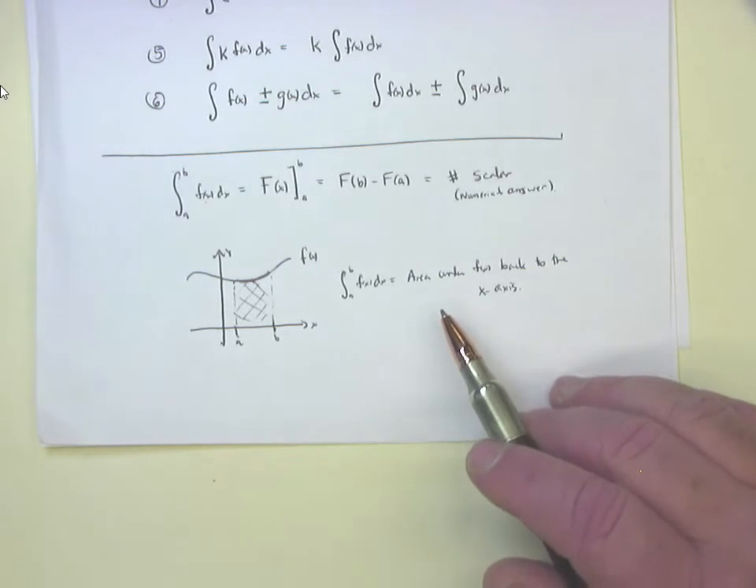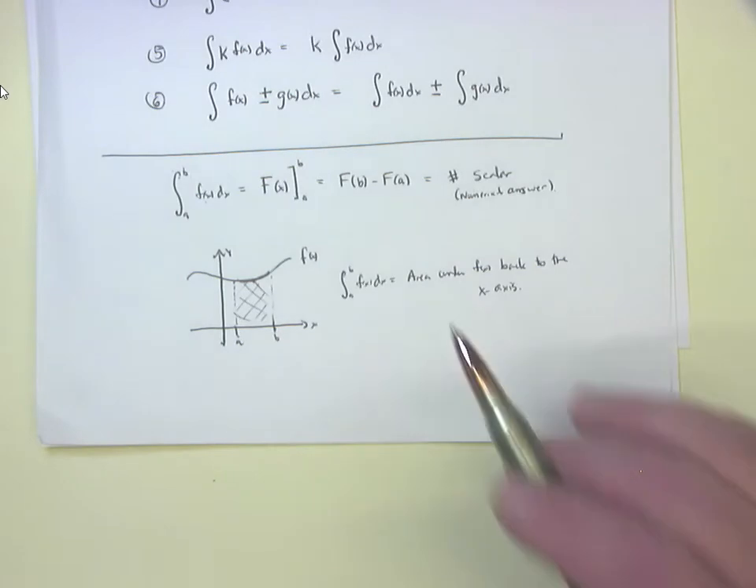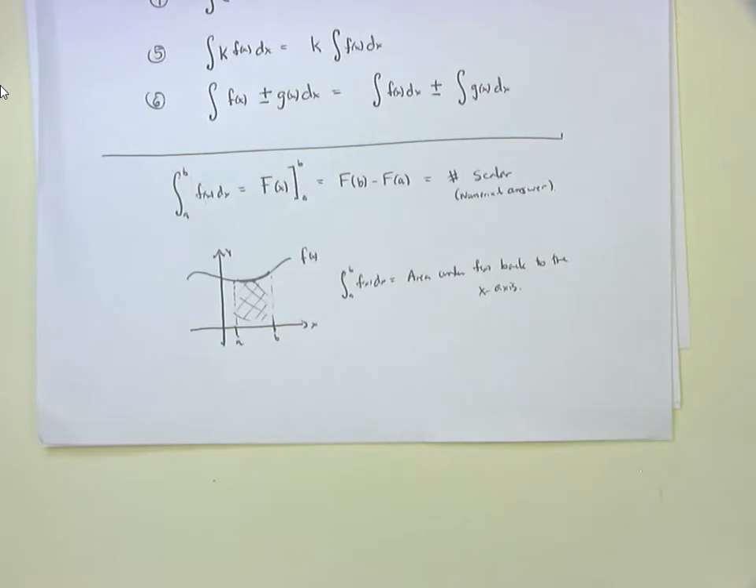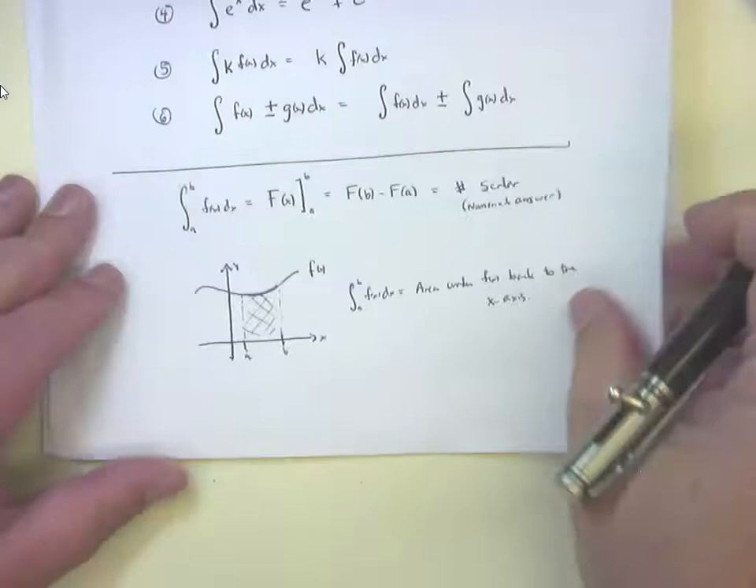When you talk about derivatives, the derivative is the slope of the tangent line. That was your geometric representation. The antiderivative is the area under the curve. So, the last thing I want to talk about is what we're going to be doing today a little bit, and that is this idea of area.